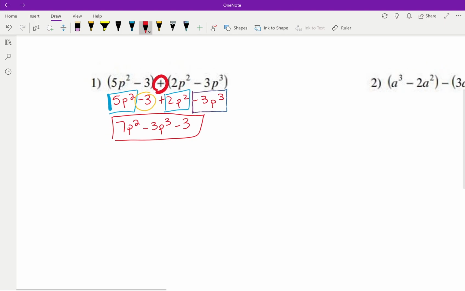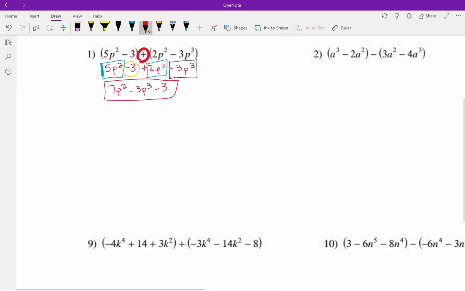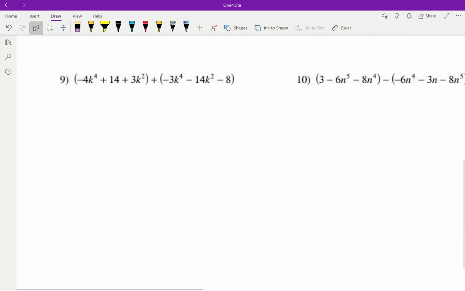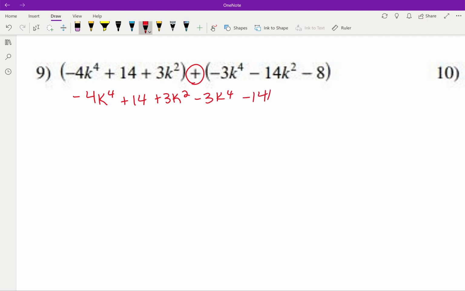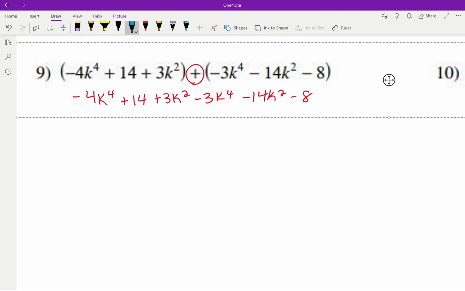Okay, let's look at the one right below it. It's another addition one. It's just a little longer. So remember, if we see the addition, that means we can get rid of the parentheses. So I'm going to rewrite this. Negative 4k to the 4th plus 14 plus 3k squared minus 3k to the 4th minus 14k squared minus 8. Then I'm going to find my like terms.